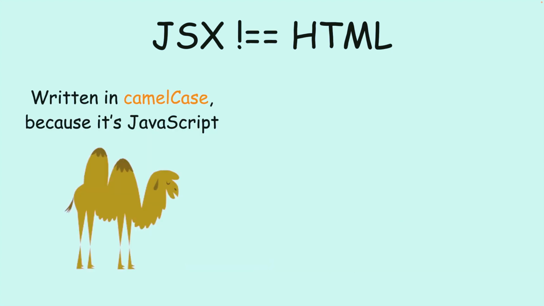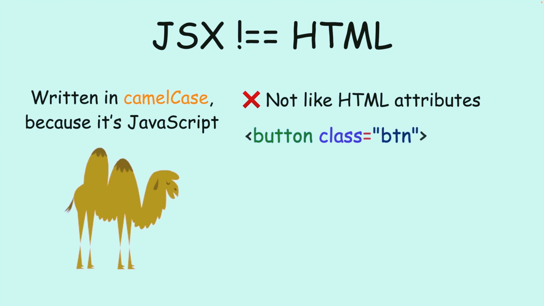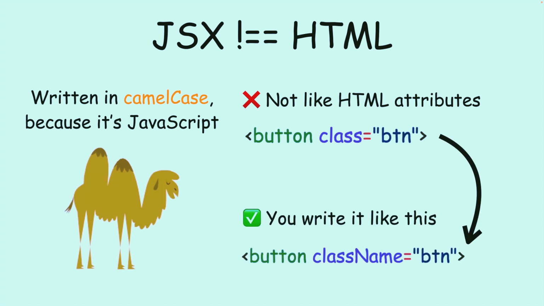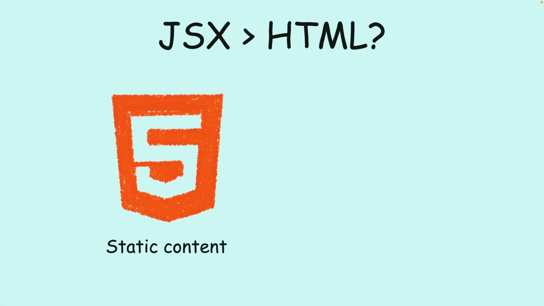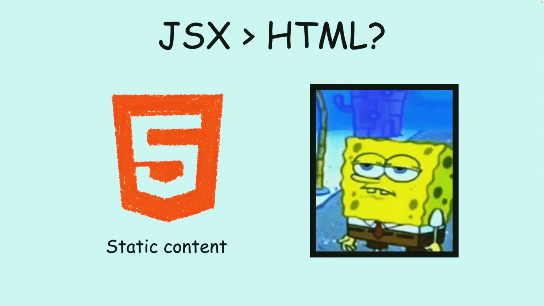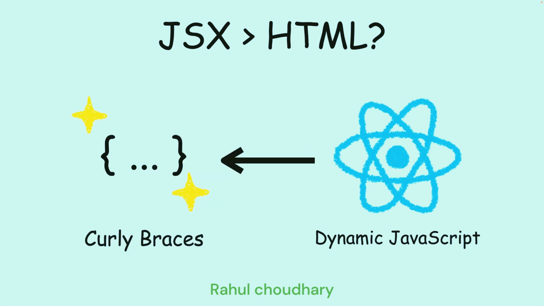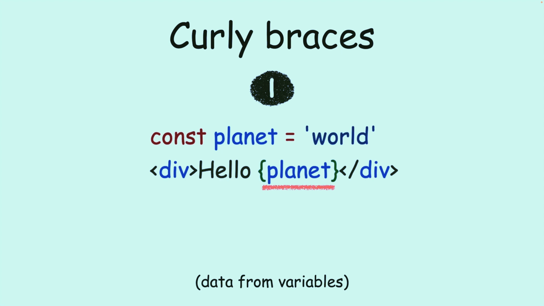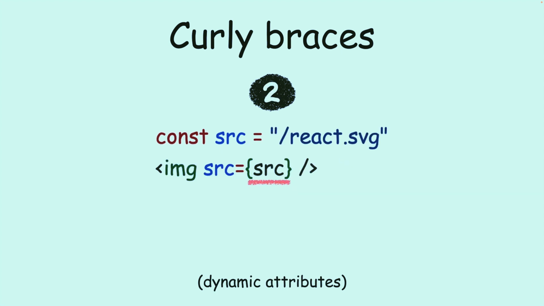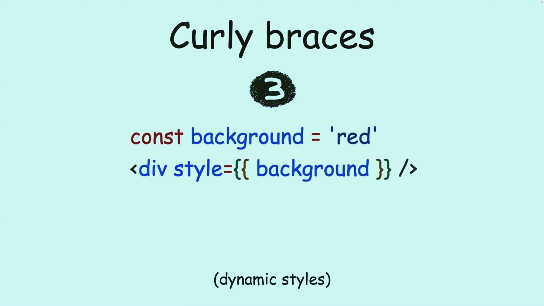Since JSX is JavaScript, you can't write attributes like you would in HTML. You have to write them in the camel case style. That means HTML attributes like class become className. Unlike HTML, which is static and unchanging, the benefit of using React is that you can use dynamic JavaScript values in your JSX. If you have data, you can display it in your JSX using curly braces. Curly braces accept values like strings and numbers directly.